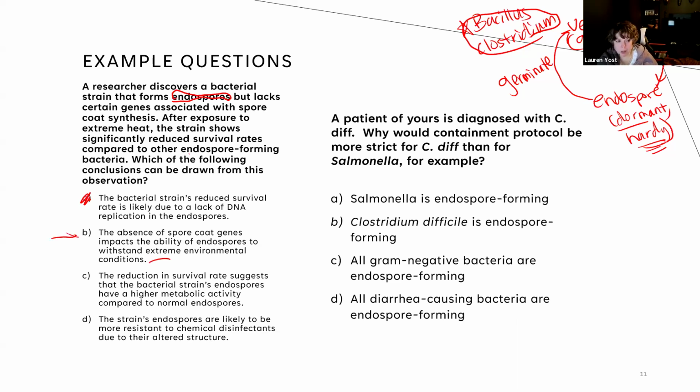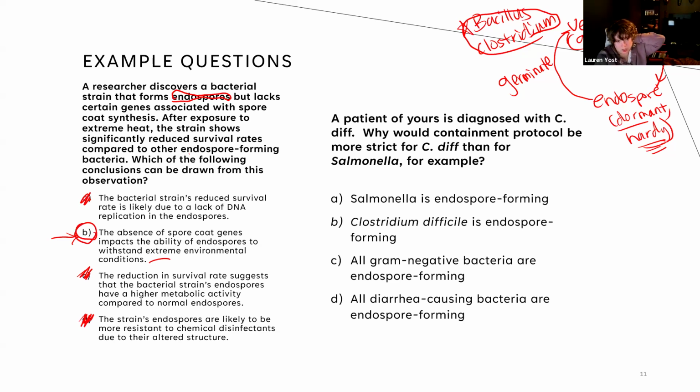It's probably B. Is it because of reduced survival rate of the spores because of the bacterial strain's higher metabolic activity? No, if you have a higher metabolic activity, that doesn't affect your ability to resist heat. Might multiply faster, but it won't help you resist the heat. Strain's endospores are likely to be more resistant to chemical disinfectants. It's actually going to be less resistant. If their coat makes them more susceptible to heat, they're probably more susceptible to the chemicals too, I'd imagine, but we can't infer that directly. But this is saying the opposite of that. So our best answer here is B.